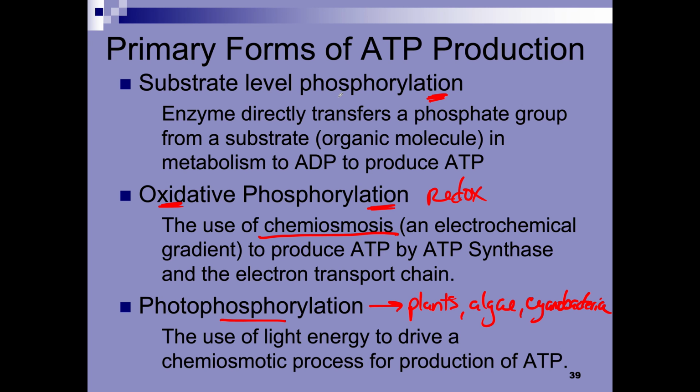So in substrate level phosphorylation, we have the direct transfer of a phosphate group by an enzyme to an ADP. In oxidative phosphorylation, we're using that electrochemical gradient, or the process known as chemiosmosis, to drive ATP synthase. And then in photophosphorylation, we're going to use light energy. So light energy is going to drive chemiosmosis, and light energy is going to be used to derive electrons and protons for chemiosmosis. And we'll talk about photophosphorylation in another lecture.